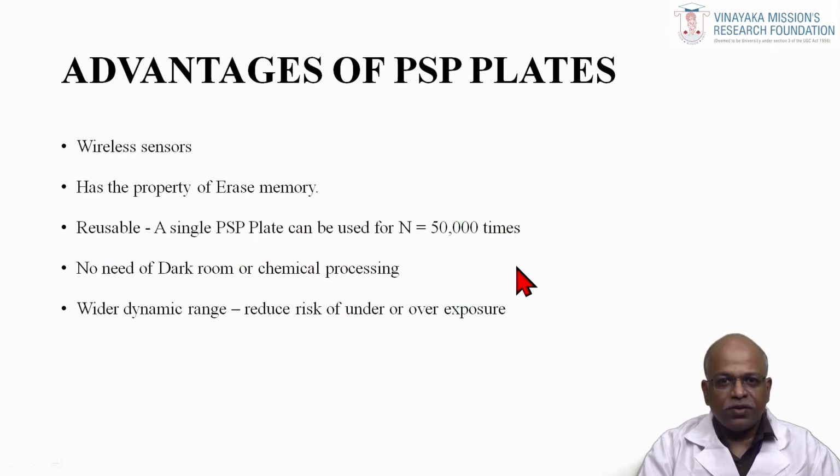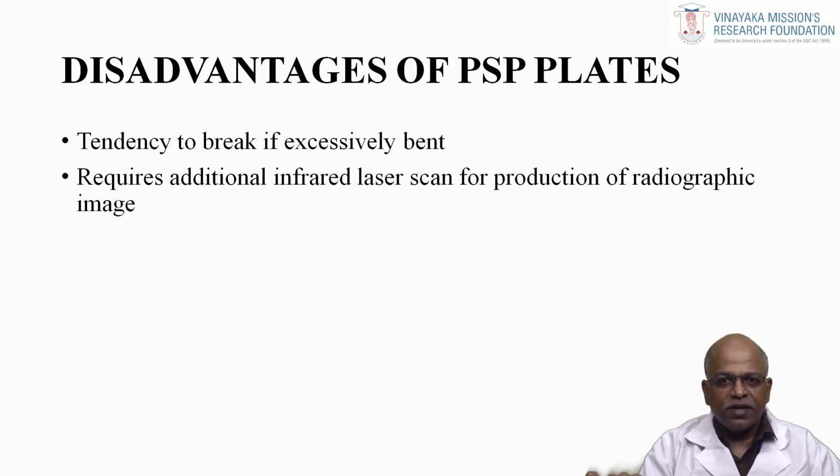The main advantages of PSP plates: they are wireless and have the property of erasing memory. A single PSP plate can be reused n number of times, say 50,000 times. There is no need for a darkroom or chemical processing. They have a wide dynamic range, reducing the risk of over and under exposure. The main disadvantages of PSP plates include easy fragility and a tendency to break if excessively bent. They require an additional infrared laser scan for reproduction of the radiographic image.